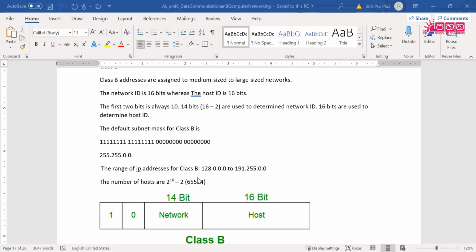Then the IP range goes from 128.0.0.0 to 191.255.0.0. Subnet mask, like in the earlier case: the first 16 bits are 1, the second 16 are 0. So you will get the subnet mask as 255.255.0.0. That's what we get for the subnet mask for these classes.